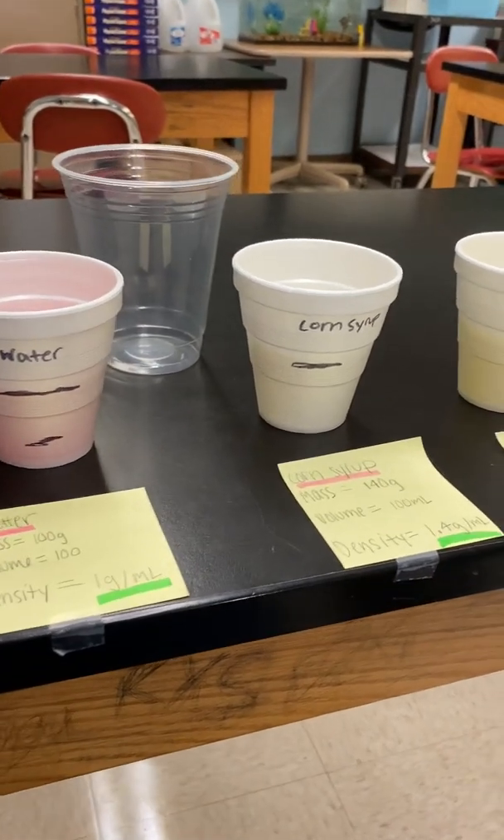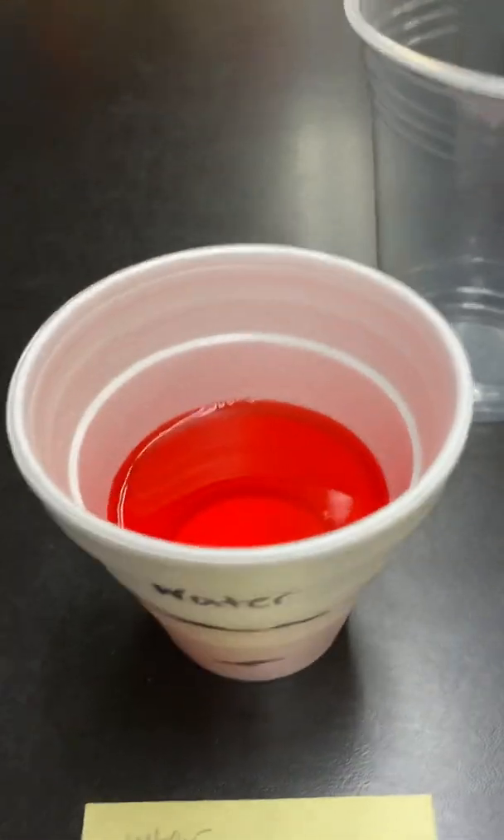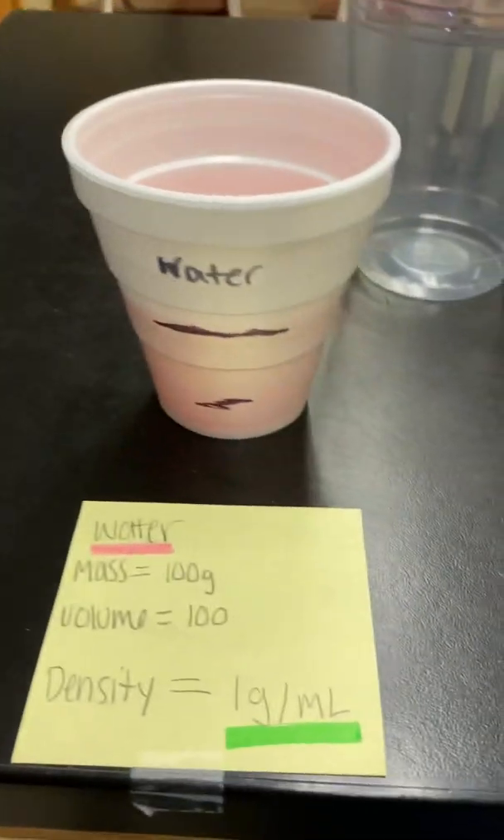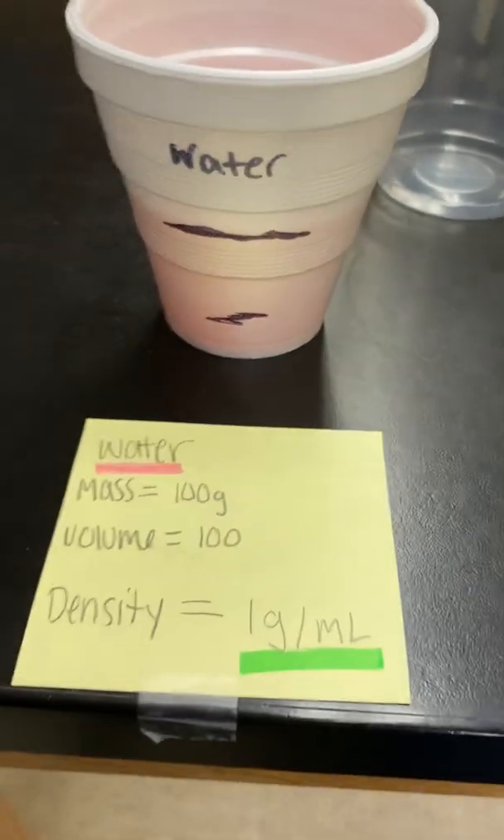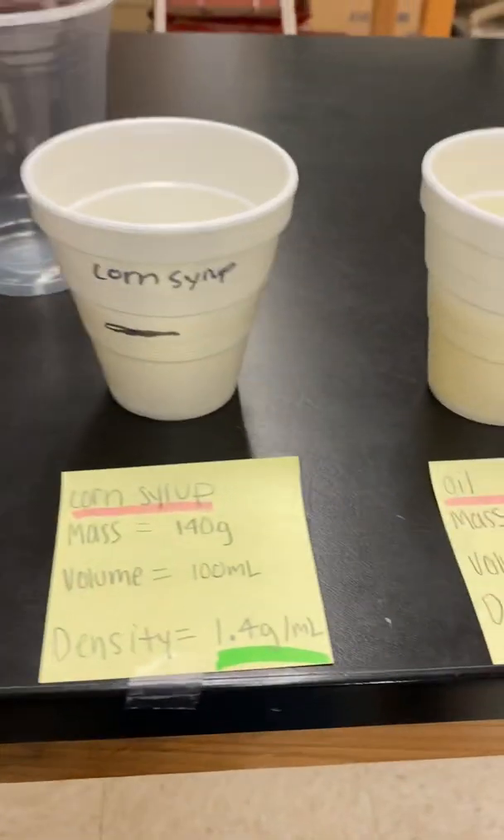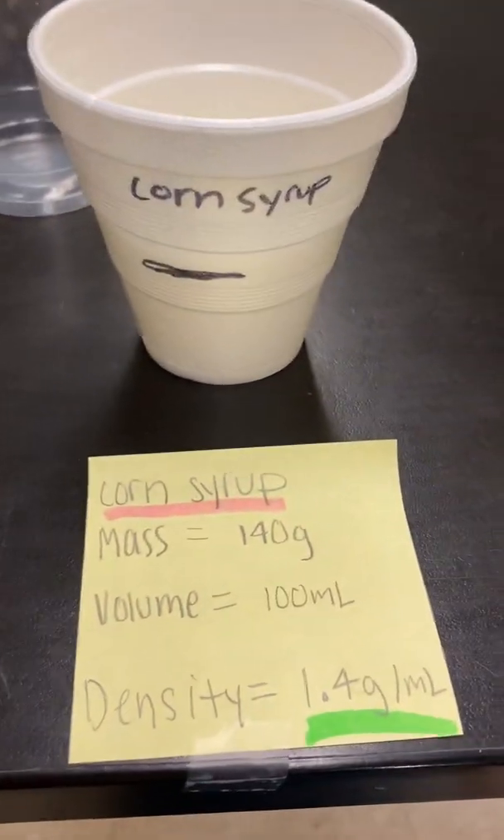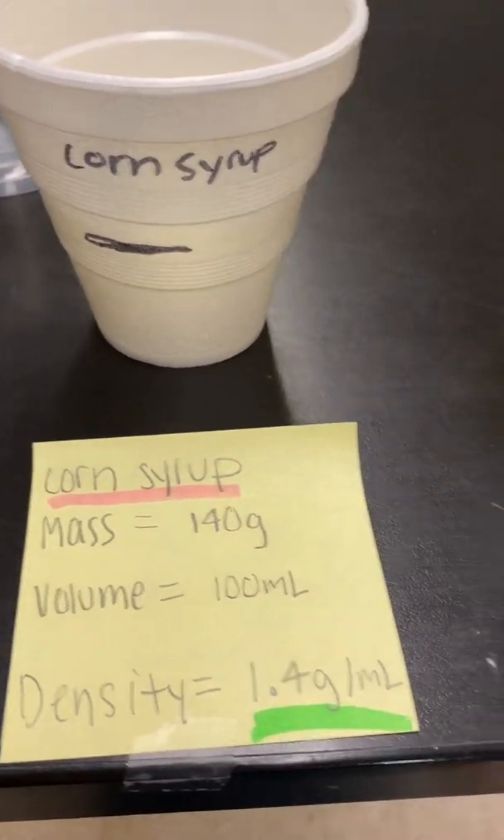So I have three different substances here. I have water, and I just put red food coloring in it to make it visible, so it is red. Water has a mass of 100 grams and a volume of 100 milliliters. Our next one I have is corn syrup. Mass of this 100 milliliters is going to be 140 grams.